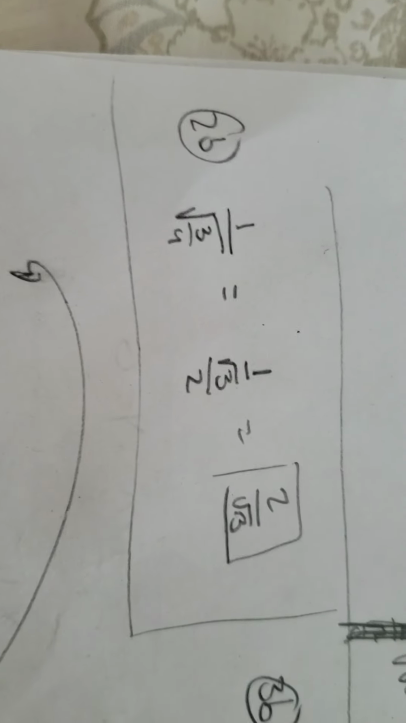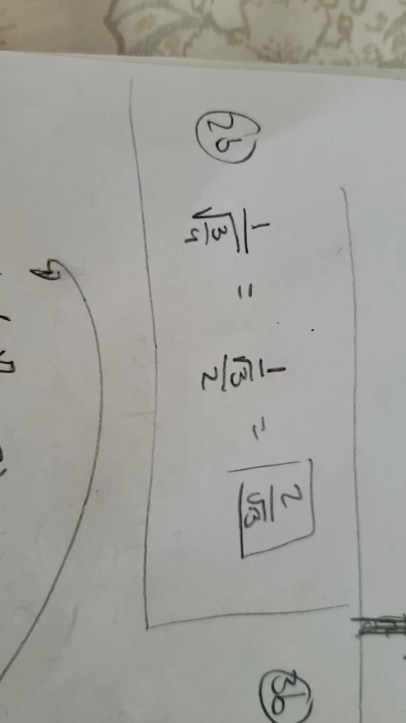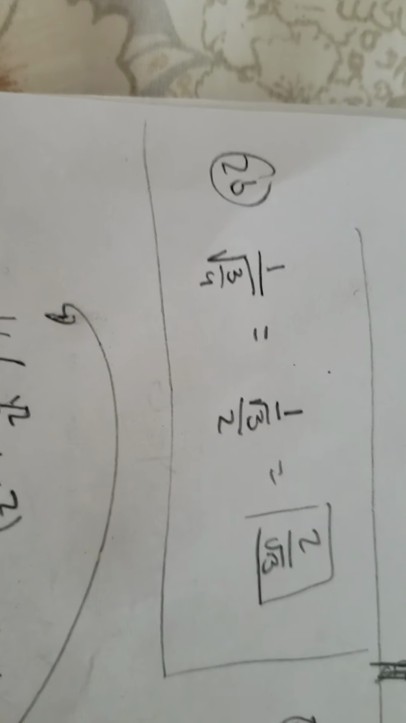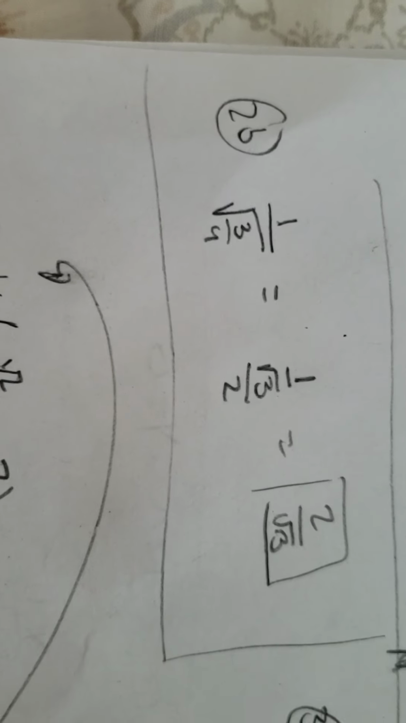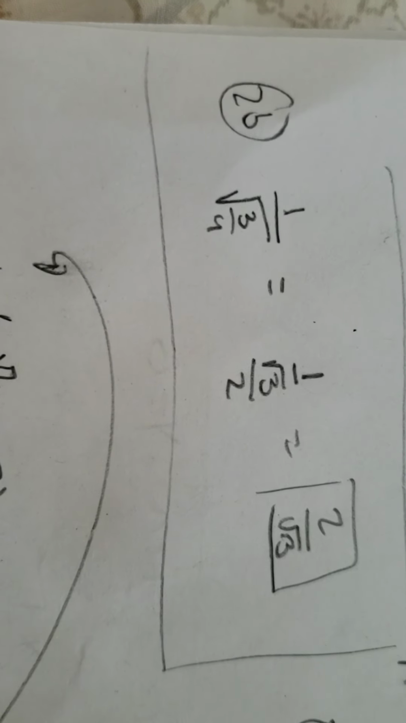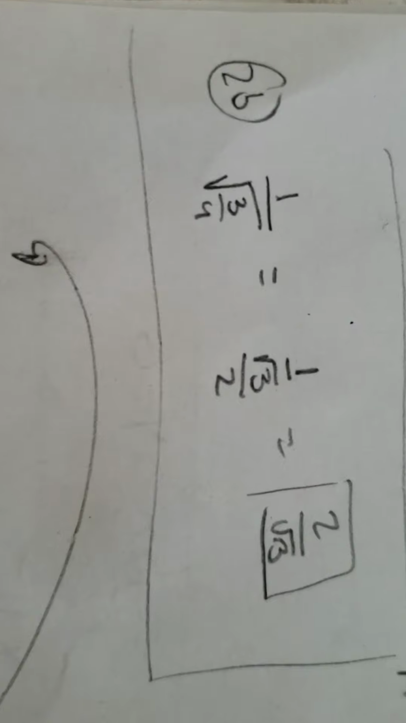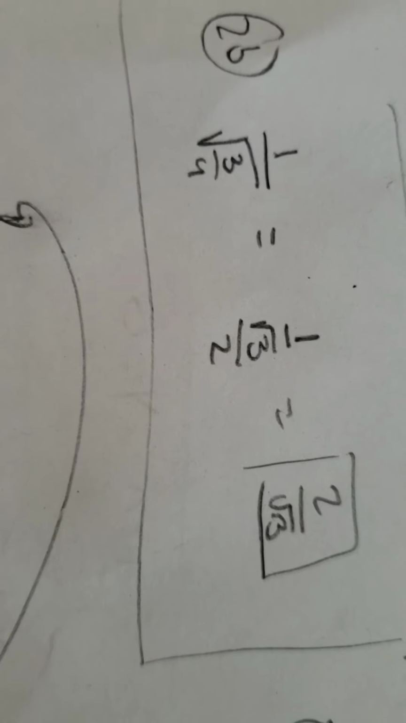2b, I just needed to rationalize it. Square root of 1 over 4 is 1/2. So you get root 3 times 1 over 2. And 1 over root 3 over 2 is 2 over root 3 because you flippy dippy.